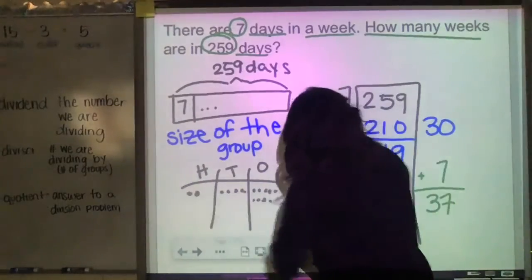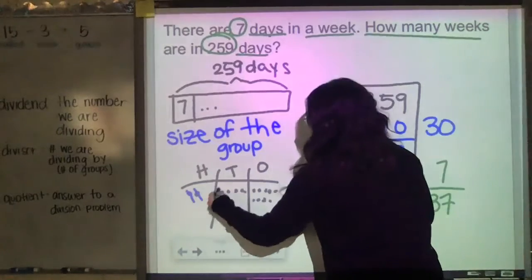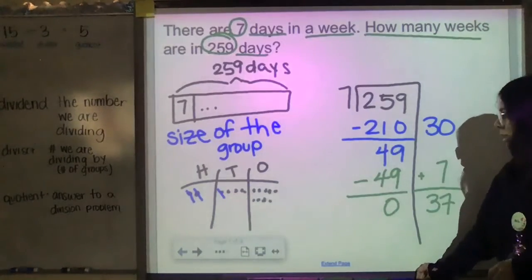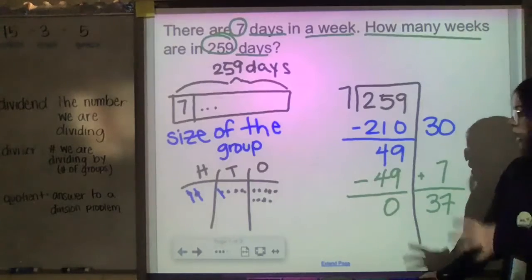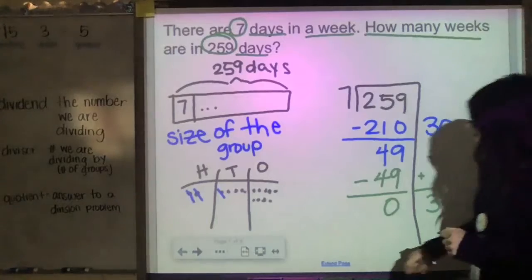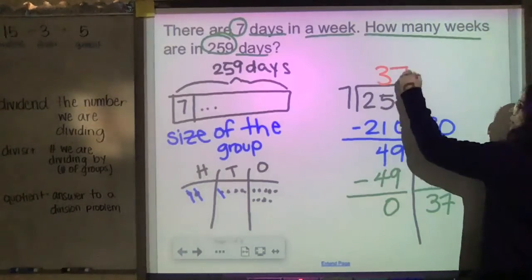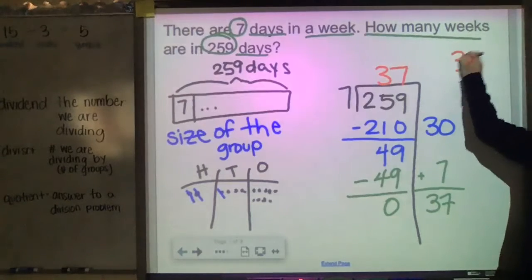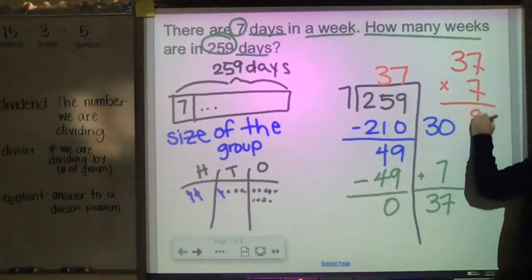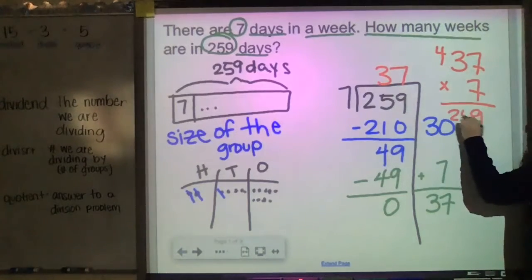So notice how I started by first taking away, in blue here, 30 groups, 210. Then I had 49 remaining. And I ended up grouping the rest of my number. So I'm going to go ahead and check my work because I know these work in opposite of each other, and I should be able to take 37 times 7 and get 259. 7 times 7 is 49. I carry the 4. 7 times 3 is 21, plus 4 more is 25.